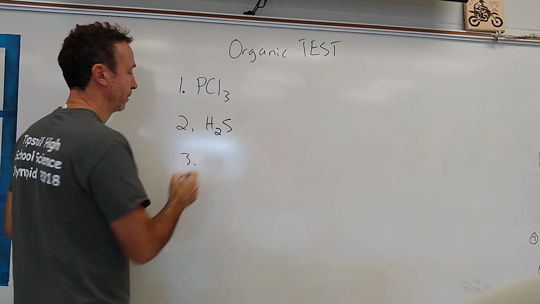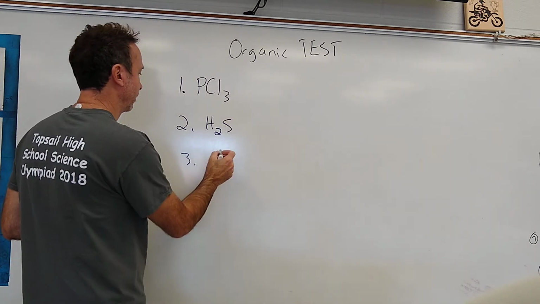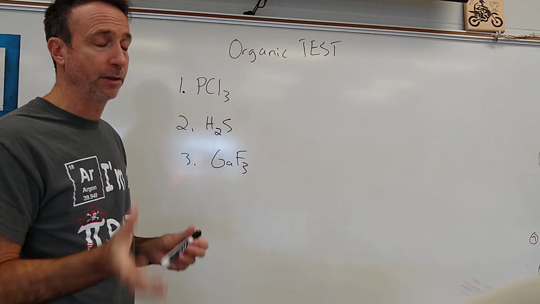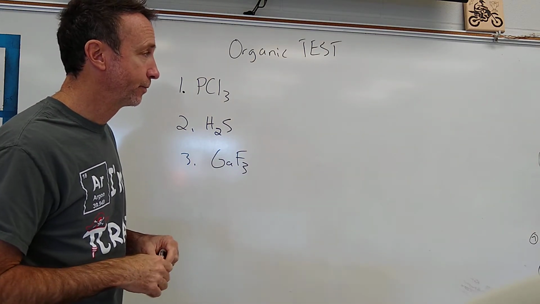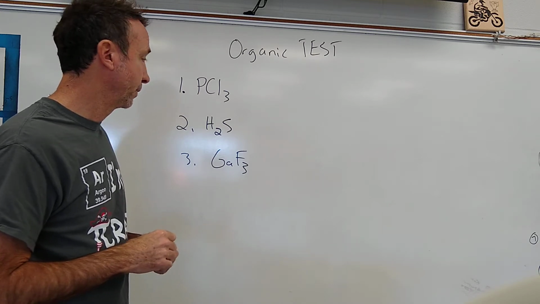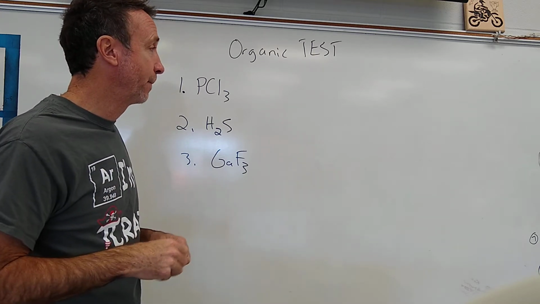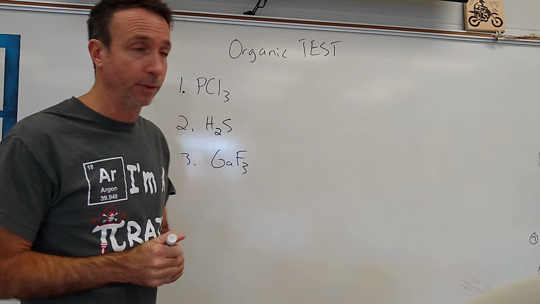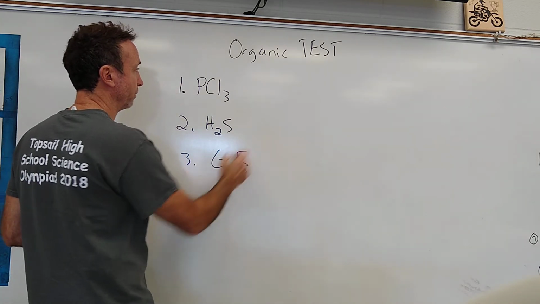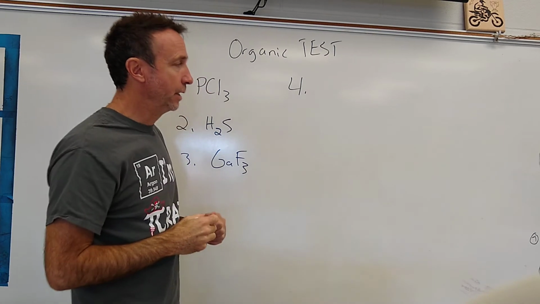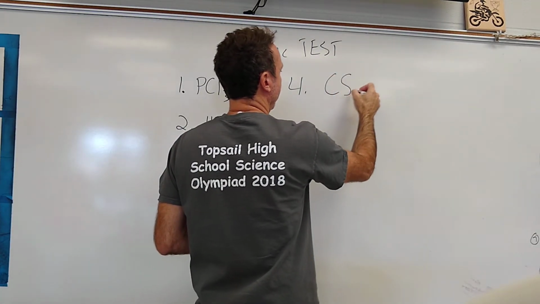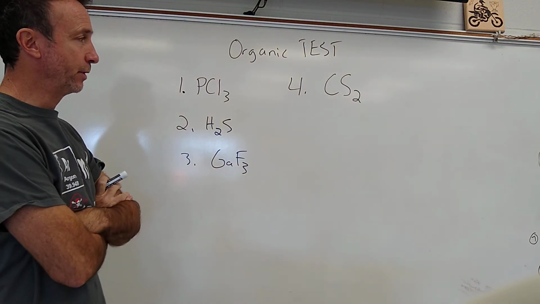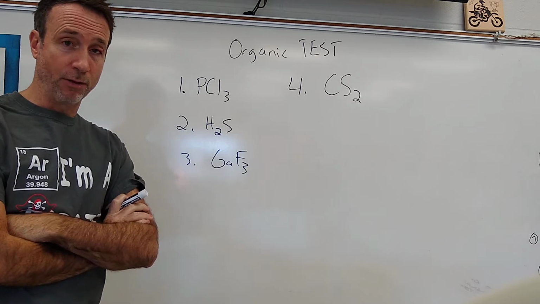Number 3 is going to be gallium fluoride. You need to draw this, label the shape, include all the unbound pairs of electrons. You should always label the bonds in there. Like I said, label the shape and indicate whether it is polar or nonpolar. Number 4 is CS2, carbon disulfide. You need to draw it, you need to label the shape, you need to label all the bonds within it.